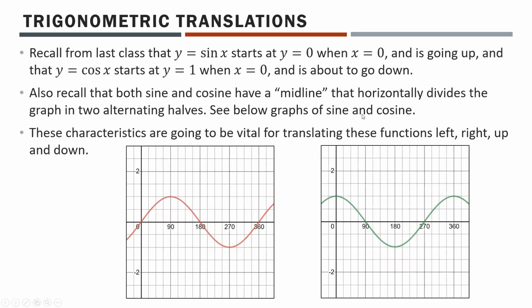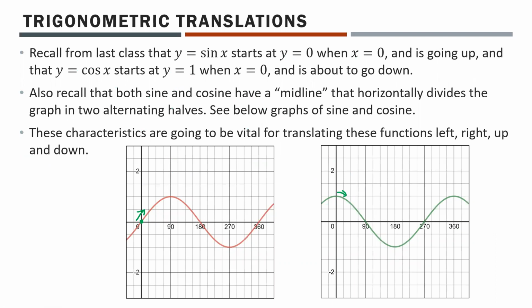So trigonometric translations, I want you to recall from last class that y equals sine x starts at y is 0 when x is 0 and is going up. So in other words, when you have the sine graph, we're starting at our midline, going up. That's how sine begins. Now cosine, however, starts at y is 1, which is your maximum on cosine, when x is 0, of course, and is going down, as it would be from a maximum. Maximum is not going to continue going up. If it was, it wouldn't be a maximum, right?